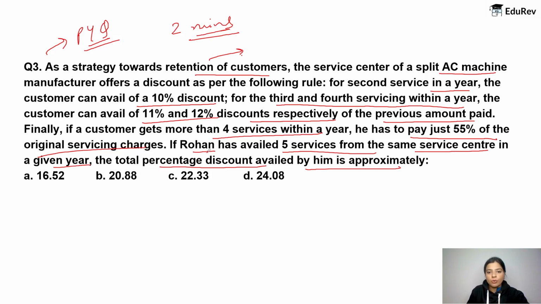Now, there's a person, Rohan, who has availed five services from the same service center in a given year. So it means all the discounts are applicable on him because he has availed five services, that is more than four in a year. So you have to find the total percentage discount availed by him. In this question, let us start from the simplest approach. Let us suppose that the first service costs 100 rupees. On the first, there is no discount. For that, you have to pay the original price. So let's say the original price was rupees 100.